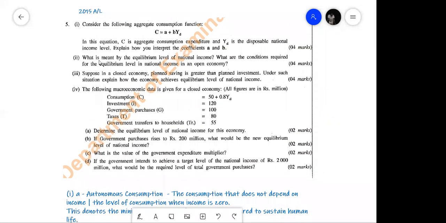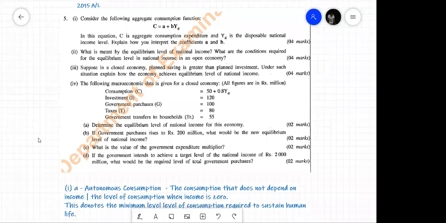Now, second one is a question that I think we have done before. What is meant by equilibrium level of national income and what are the conditions required for equilibrium level in national income in an open economy? Okay. Did we do this before? Yes, I think we have. Is there in some previous paper, right?